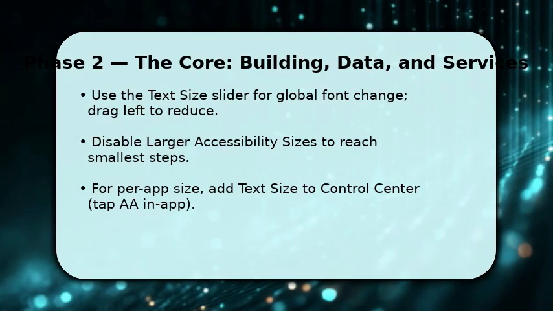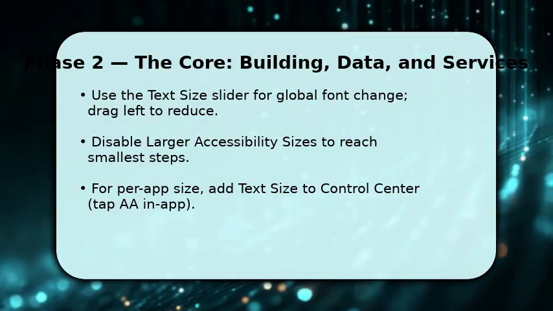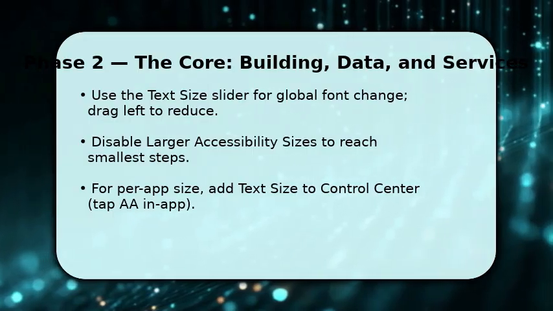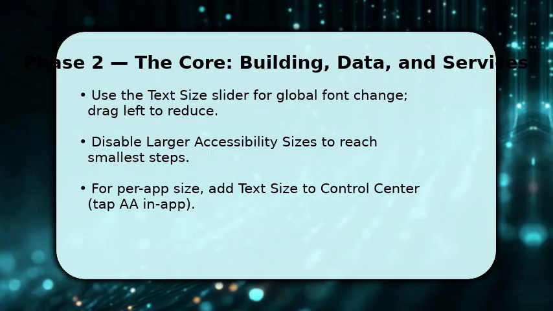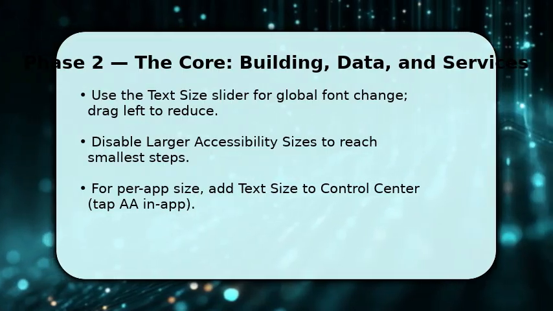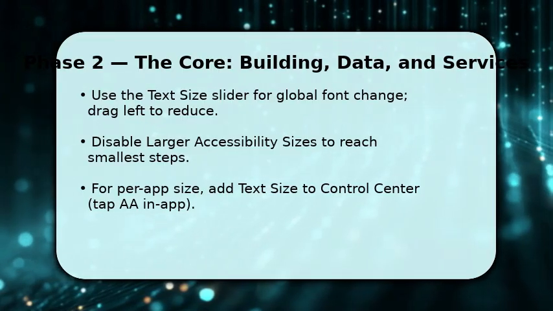Now, reduce font size with intent. Drag the text size slider left, watching example text, and stop when legibility meets space needs. If you need even smaller fonts, make sure larger accessibility sizes is turned off.